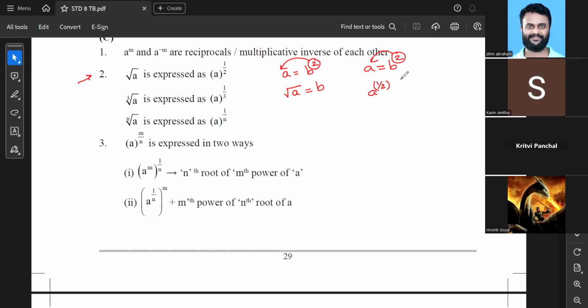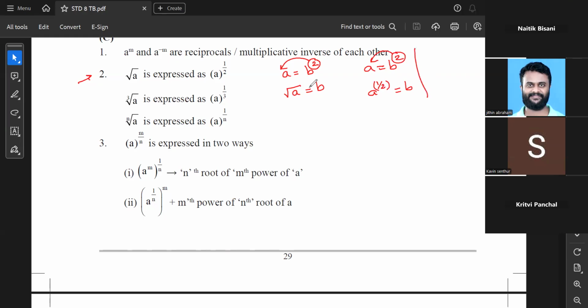When I take 2, it becomes 1 by 2. That's it. With the same logic, if you think... We got square. So if we move the square to the other side of the equal to sign, we get square root. Means if it is square, then we get square root. So is this based on logic, or is there any proof?